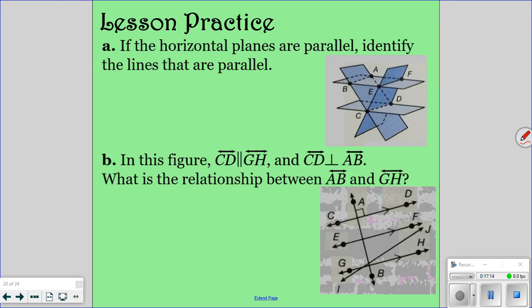Okay, so now we're going to do some practice problems. So y'all pause the video and try these, and then unpause the video, and I'll go over the correct answers.